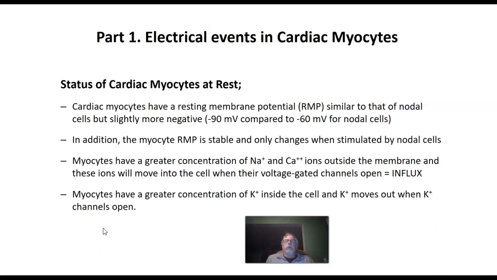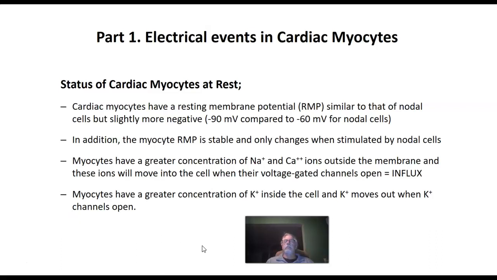In addition, a feature of the myocytes is that the membrane potential at rest, resting membrane potential, or RMP, is stable. From the previous video, you may remember that this is different from the situation in the nodal cells of the SA node, where the resting membrane potential is unstable. In myocytes, the membrane potential remains stable unless stimulation occurs from the pacemaker.